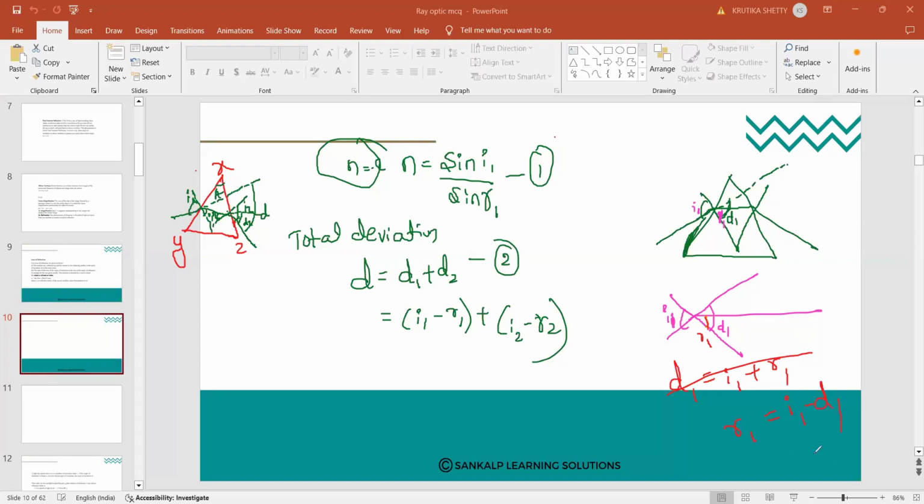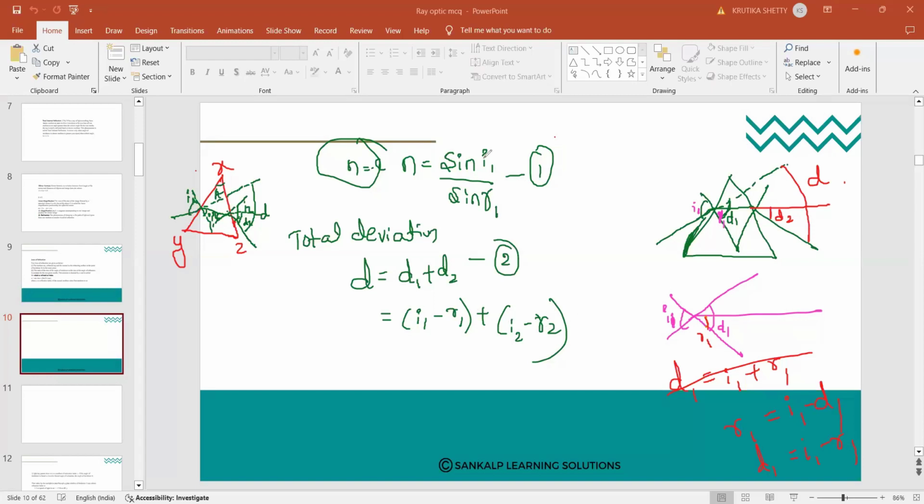Or you can also say that D1 is equal to I1 minus R1 from the figure. So similarly, we can write it for D2 also. This is our incident ray, and here this angle is taken as D2, and this total is taken as D. Is it clear, everyone, how to write D1, D2? D1 is I1 minus R1 and D2 is I2 minus R2.